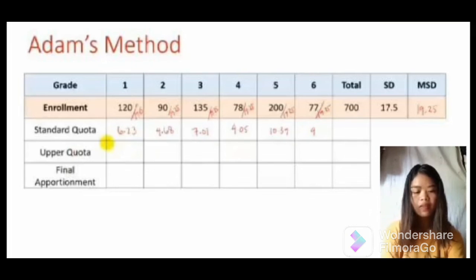135 divided by 19.25 equals 7.01. 78 divided by 19.25 equals 4.05. 200 divided by 19.25 equals 10.39. 77 divided by 19.25 equals 4. So, stop tayo dyan.